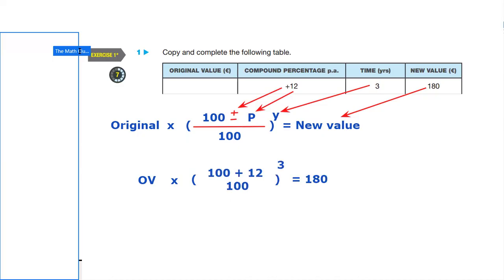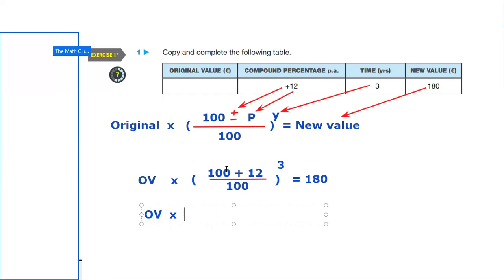Make sure that you're following the right steps even in the calculator, because a slight mistake will change the whole answer. Now I do the calculations. First, I leave the OV as it is, like this, or the original value, times. I'll do the calculation for this one first. So I'll put it inside brackets. I'll make a fraction, 100 plus 12, and then over 100. Make sure you close the bracket and do the power of 3. If you don't close the bracket, the power will be on the 12 only. So make sure that you're following the right steps.